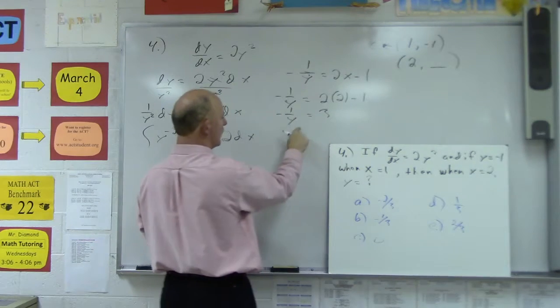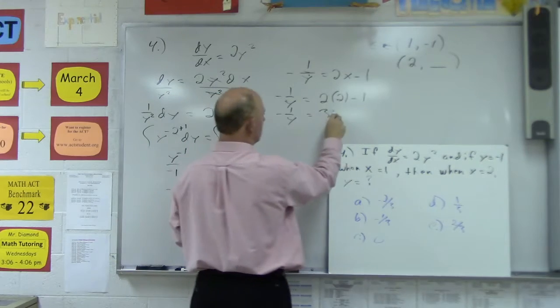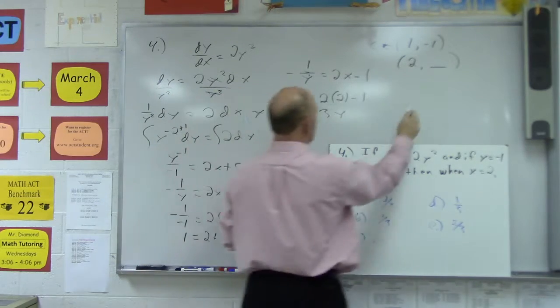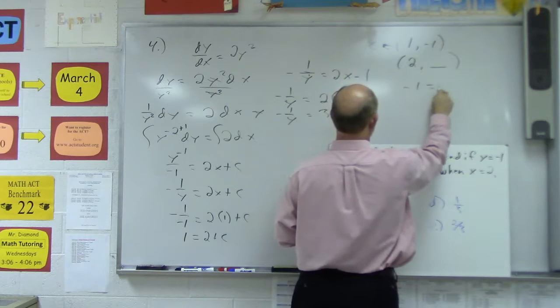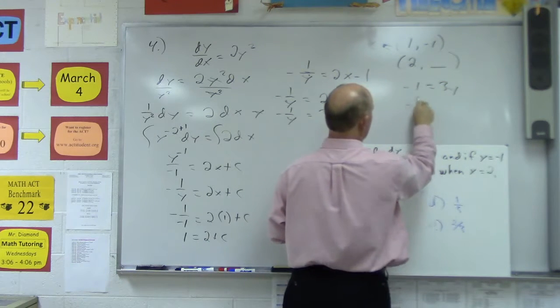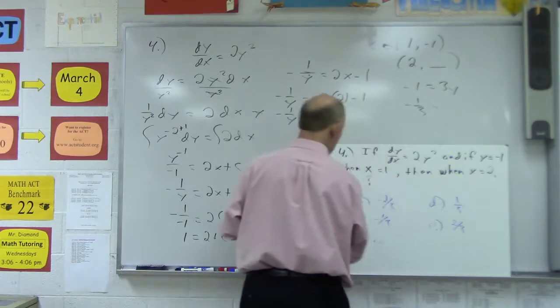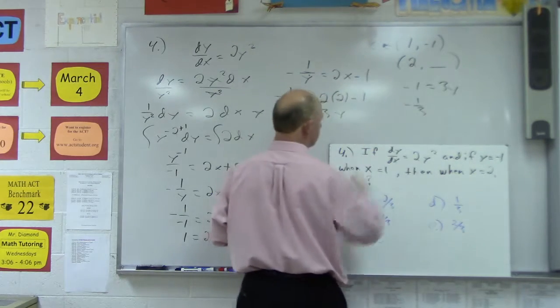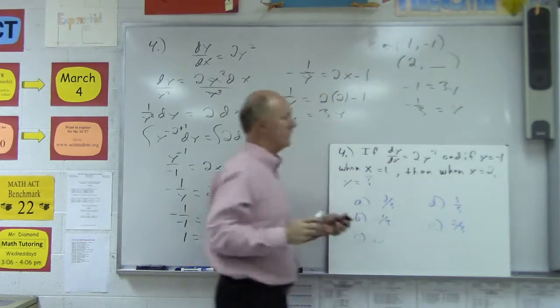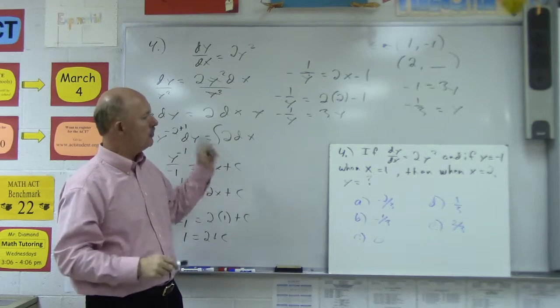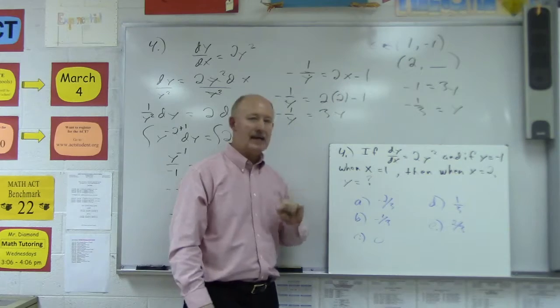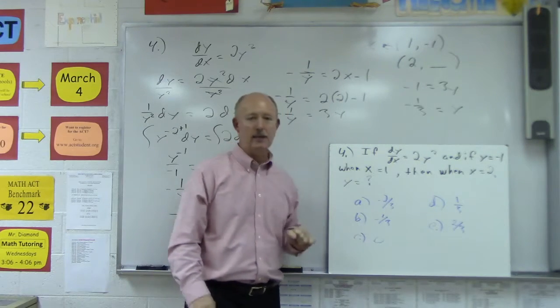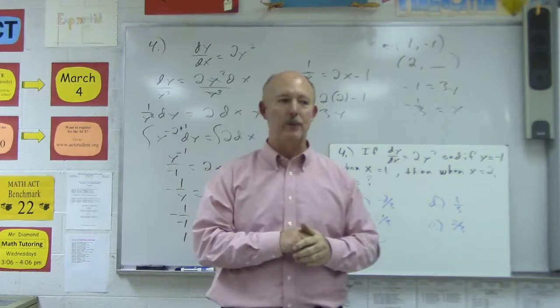Now we've got to get y out of the bottom of this fraction, so we have to multiply y to both sides here. And we'll end up with negative 1 equals 3y, dividing by 3, so negative 1/3 equals y. Okay, that's what y is whenever x is 2. y would have to be negative 1/3. And the correct answer is B, negative 1/3. So hopefully you were able to work that one correctly.